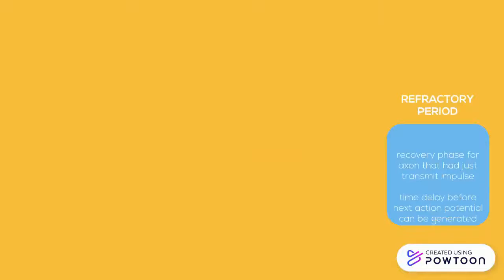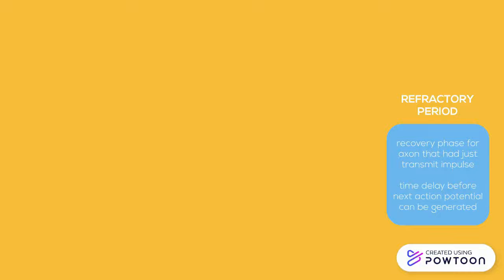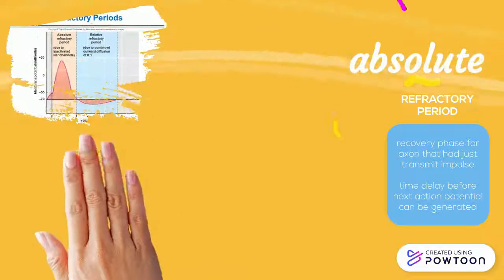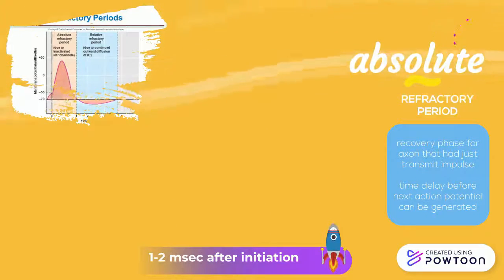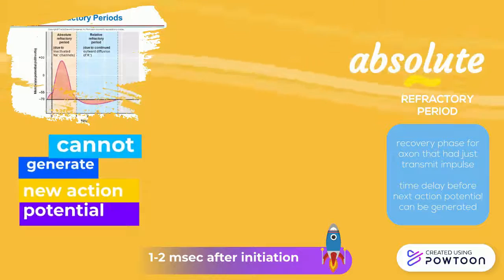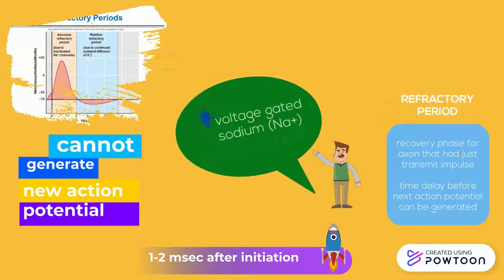Refractory period, also known as the recovery phase, is the delayed time of the next action potential. Absolute refractory period is present 1 to 2 milliseconds after initiation. Remember that during this period, no new action potential is generated because the sodium voltage gated channel is inactive.